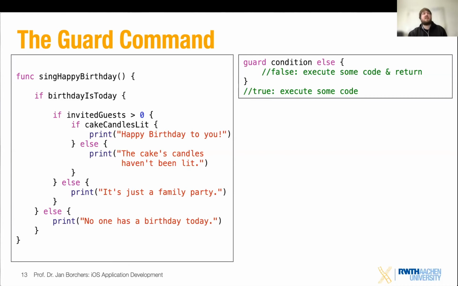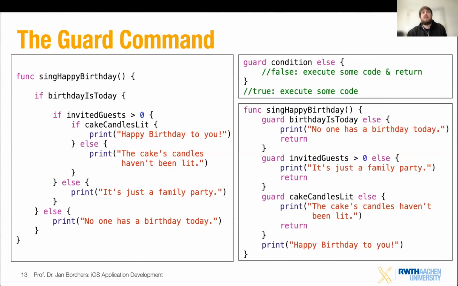So if you write the sing happy birthday example from the left with the guard statement, we have this setup. First we check, does anyone have a birthday today? And if that's not true, then we handle that, okay, no one has a birthday today, and we return, and we're done with that function at this point. If we make it to this line, we are already sure that it is someone's birthday today.